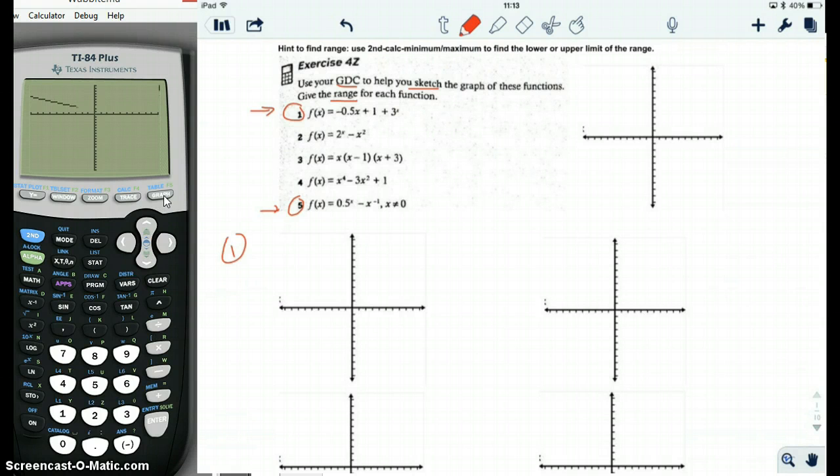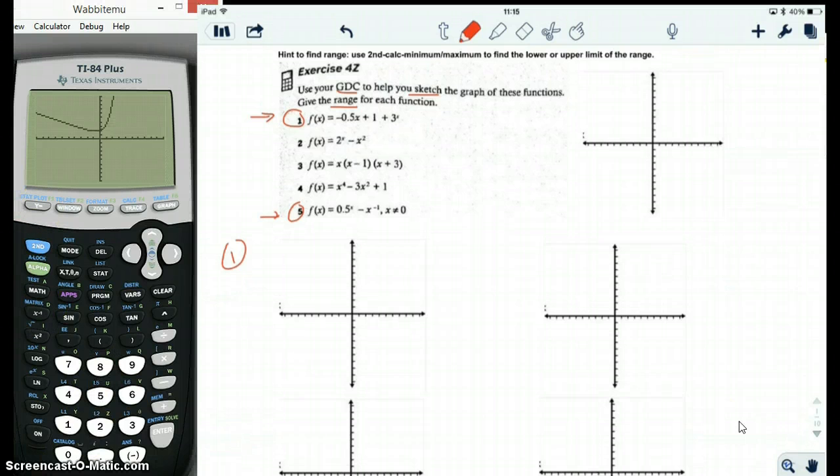I'm going to graph it. Let's do zoom fit or zoom standard 6, option 6. Okay, and so here is the function. It looks kind of like this. You're just sketching it. Looks like it crosses maybe at y equals 2. But this is just a sketch. It doesn't need to be perfect.